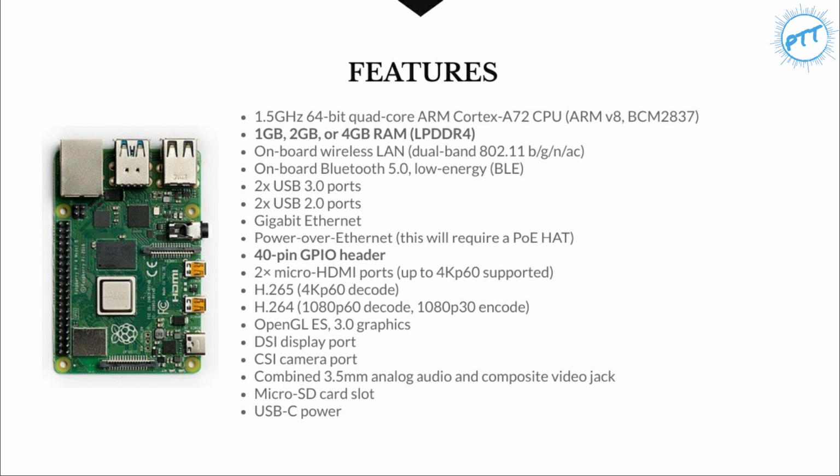The Raspberry Pi runs on a 1.5 GHz 64-bit quad-core ARM Cortex A72 CPU, and it also has various RAM configurations of 1GB, 2GB or 4GB LPDDR4. It also supports onboard Wi-Fi and Bluetooth 5.0. It has two USB 3.0 ports, two USB 2.0 ports. It also supports Gigabit Ethernet.